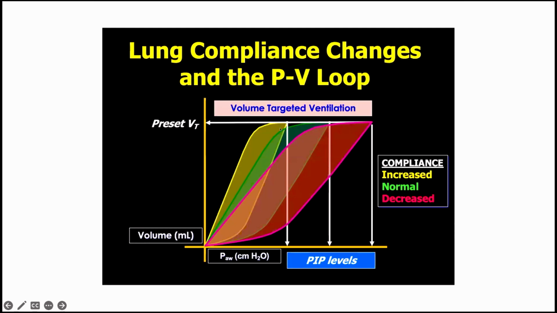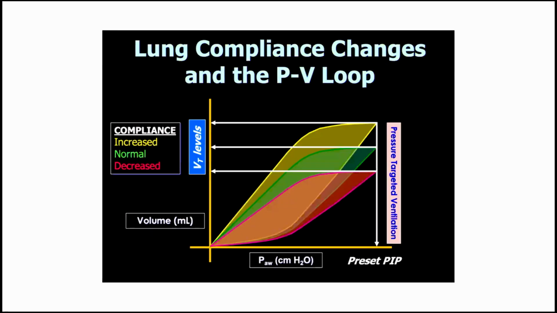So this is the normal loop here. When the compliance is increased, the pressure volume loop will deviate to the left side. When the compliance is decreased, the pressure is going to be up. You can see this is the pressure here, in the same volume. So naturally it will be deviated to the right side. This deviation will happen. This is the volume targeted ventilation where the volume is constant.